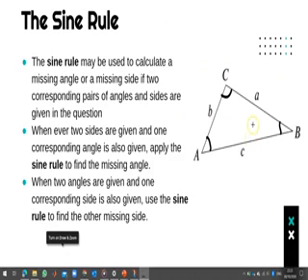We can see that the triangle has sides denoted by small letters a, b, and c, and also it has angles denoted by capital letters A, B, and C. So for a corresponding pair of a side and an angle, we can say that for side a, the corresponding angle is the opposite angle, which is given as A.